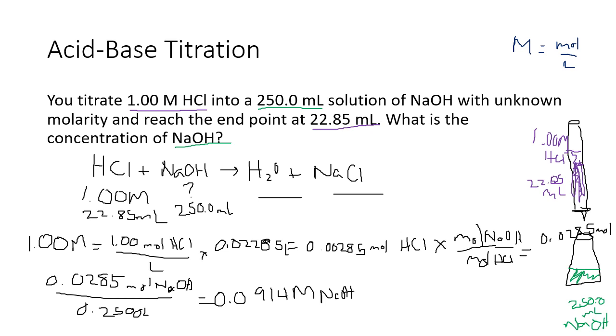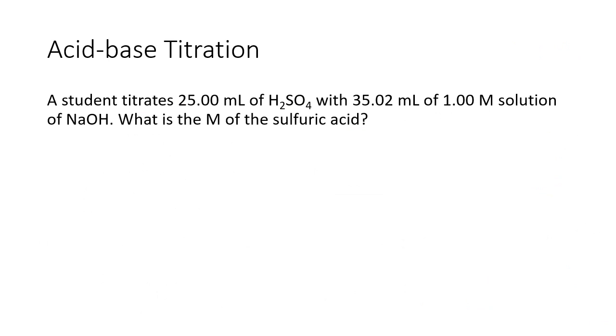Now, why didn't I just use M1V1 equals M2V2? Because technically I could have been like 1 times 22.85 is equal to X times 250, and I get the same answer. No lie. Why can't I just do that? I am about to show you why not. Here we go.